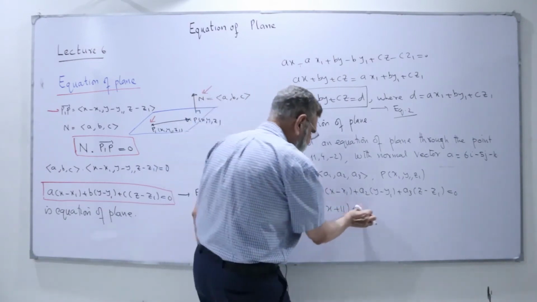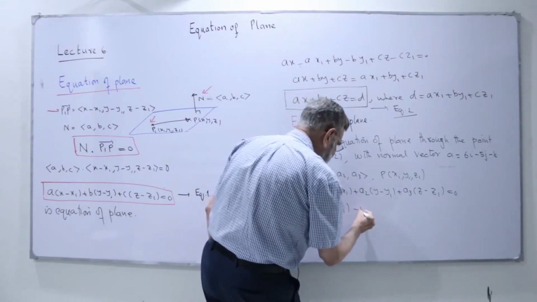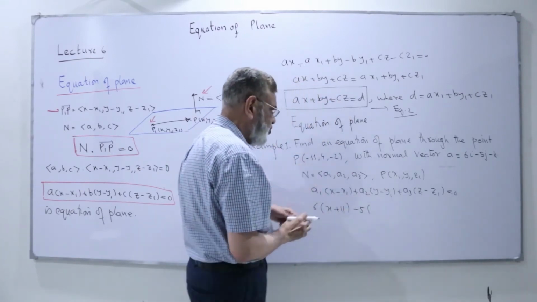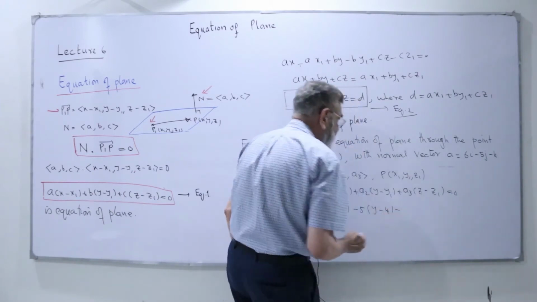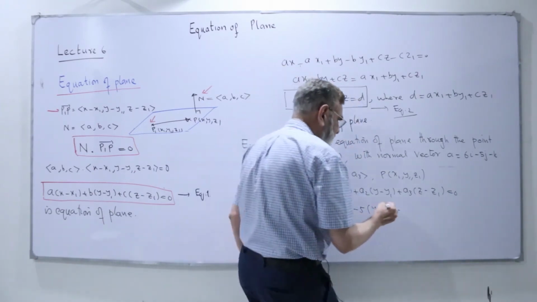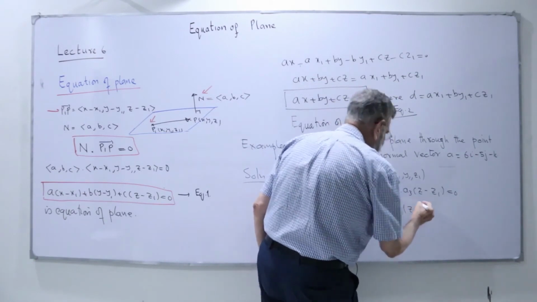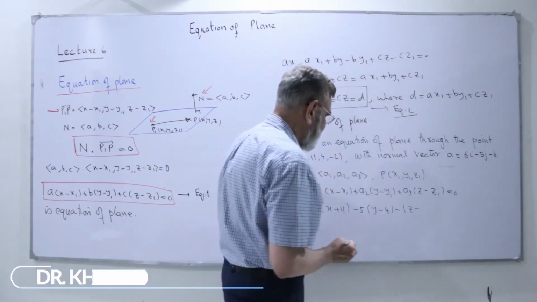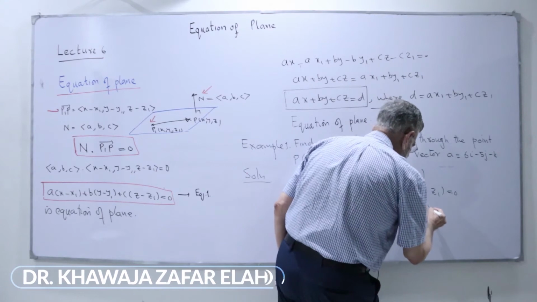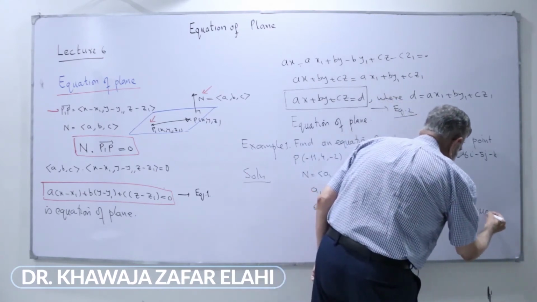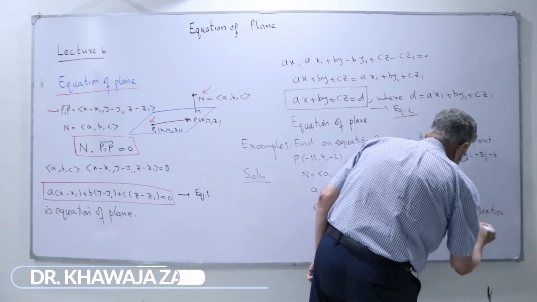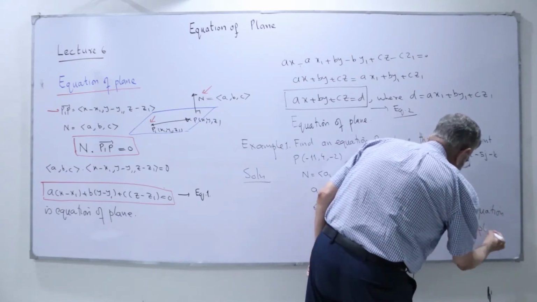a2 is minus 5, into y minus y1, where y1 is 4, so y minus 4. Then a3 is minus 1, so minus (z minus z1), where z1 is minus 2, so minus becomes plus. This is equal to 0, which is my equation of the plane. So it is very easy, just making substitutions, and we get the result of the equation of the plane.